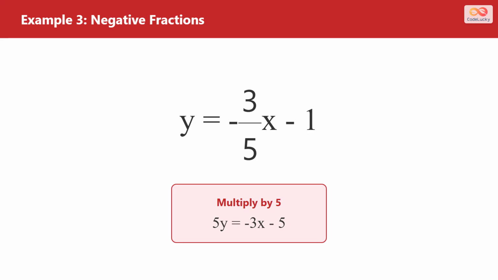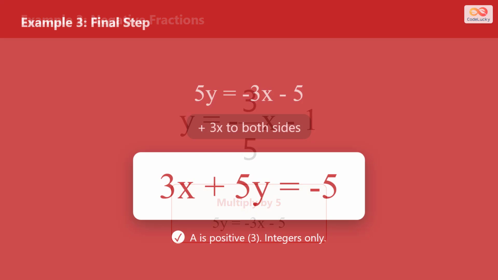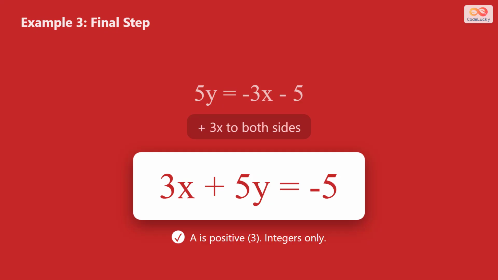Let's look at a trickier one with a negative slope. y equals -3/5 x minus 1. Again, we see a fraction with a denominator of 5. So, we start by multiplying every term by 5 to clear it out. Multiplying by 5 gives us 5y equals -3x minus 5. Now, we add 3x to both sides to move it to the left. This gives us 3x plus 5y equals -5. Notice that the 3 is already positive, so we are done. No extra sign flipping needed.